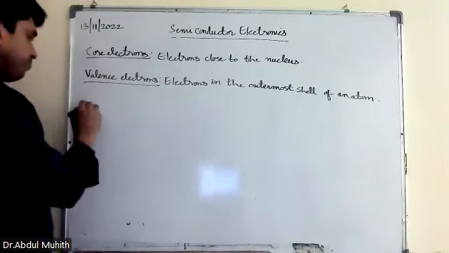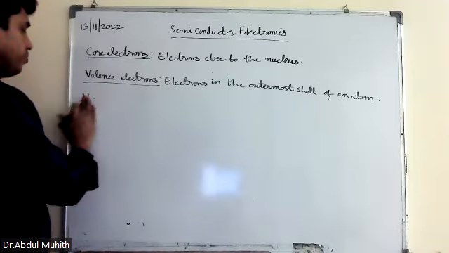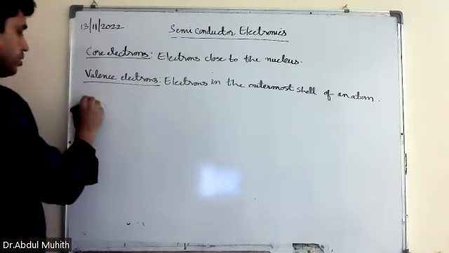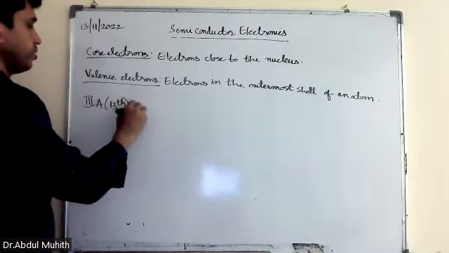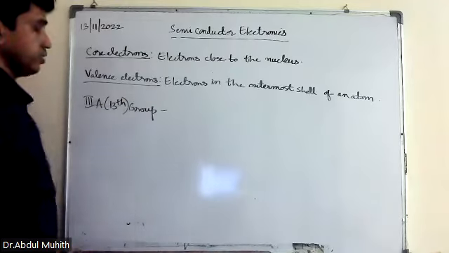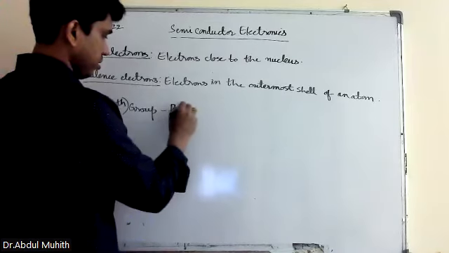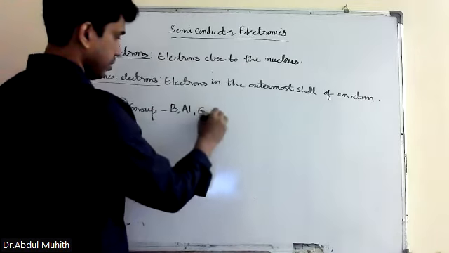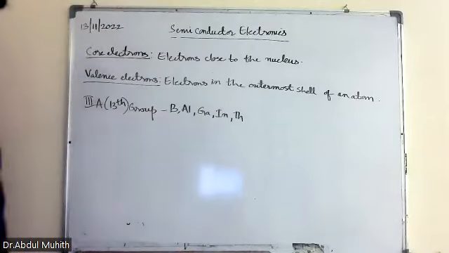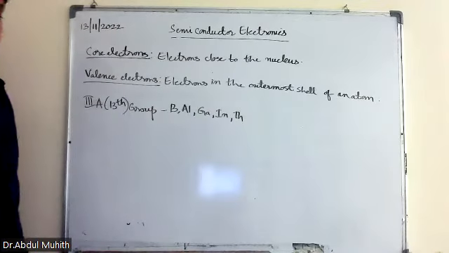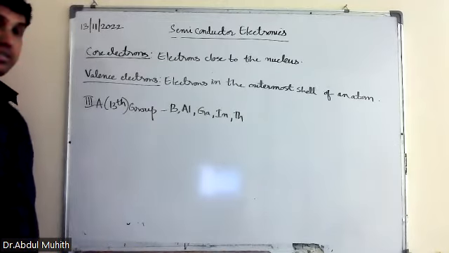Now, when I say valence band, before going to this, I would like to explain the third A group elements, which is also known as the 13th group. What are the elements in third A group? Boron, aluminium, gallium, indium, and thallium. Here, boron is a gas and thallium is a radioactive element, so we don't take these for the manufacture of semiconductors.